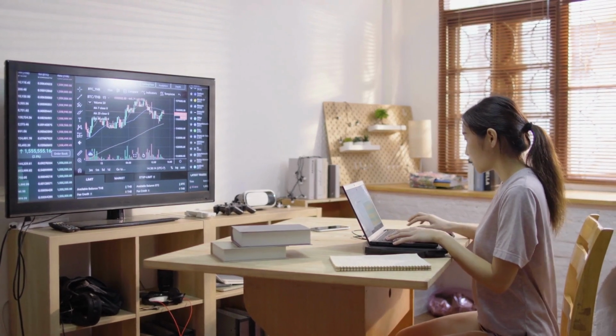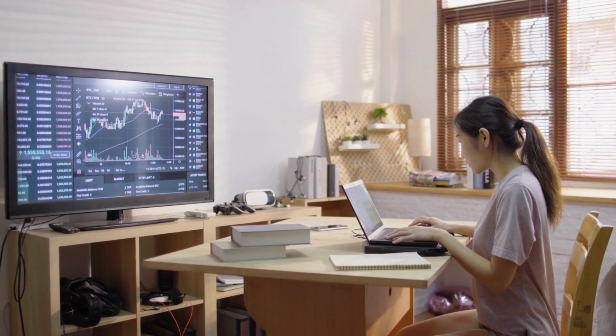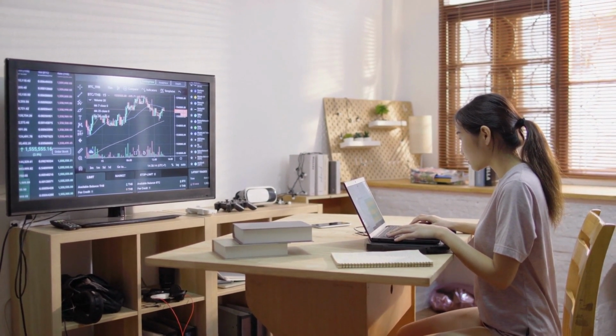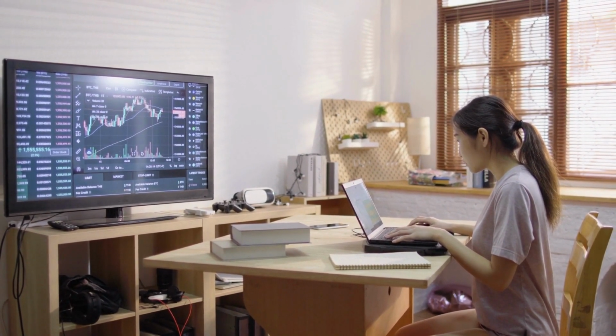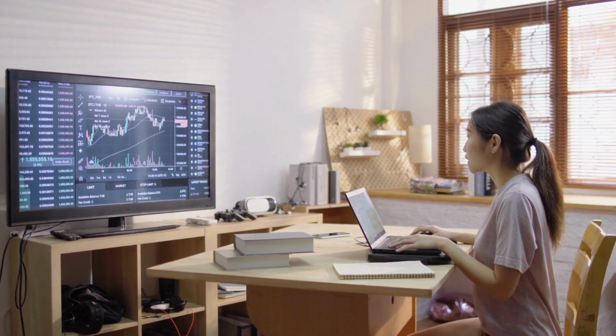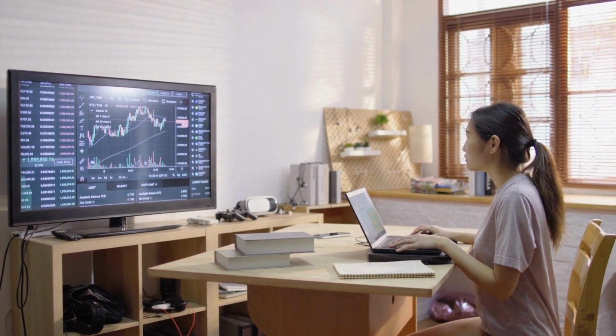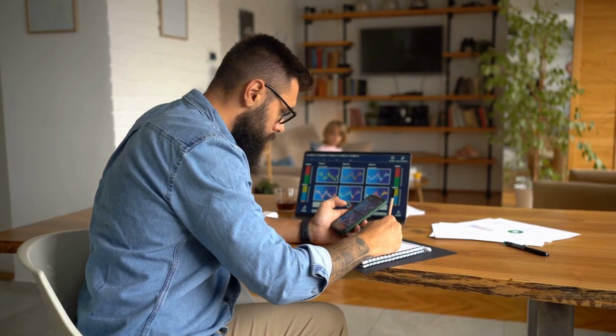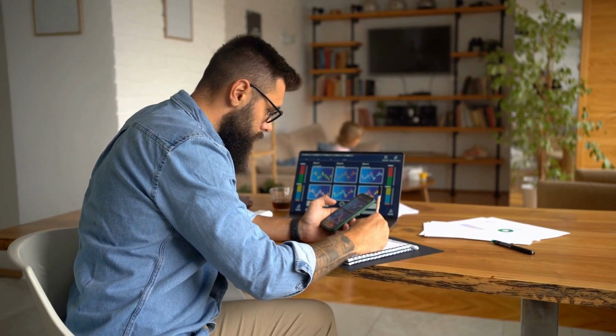And lastly, let's touch on the Purchasing Managers Index, or PMI. This is a monthly survey of businesses that provides insight into their purchasing activities. A PMI above 50 indicates expansion in the manufacturing sector, which is a positive sign for the economy and the currency. Below 50, and we might be looking at contraction, which could be a red flag.